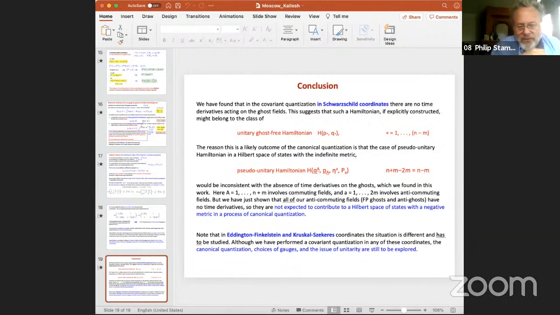I found this to be an extraordinarily beautiful talk, but I'm aware that the question I'm going to ask may open a can of worms, but I wanted to know what your opinion was on generalizing this work to a Kerr metric.